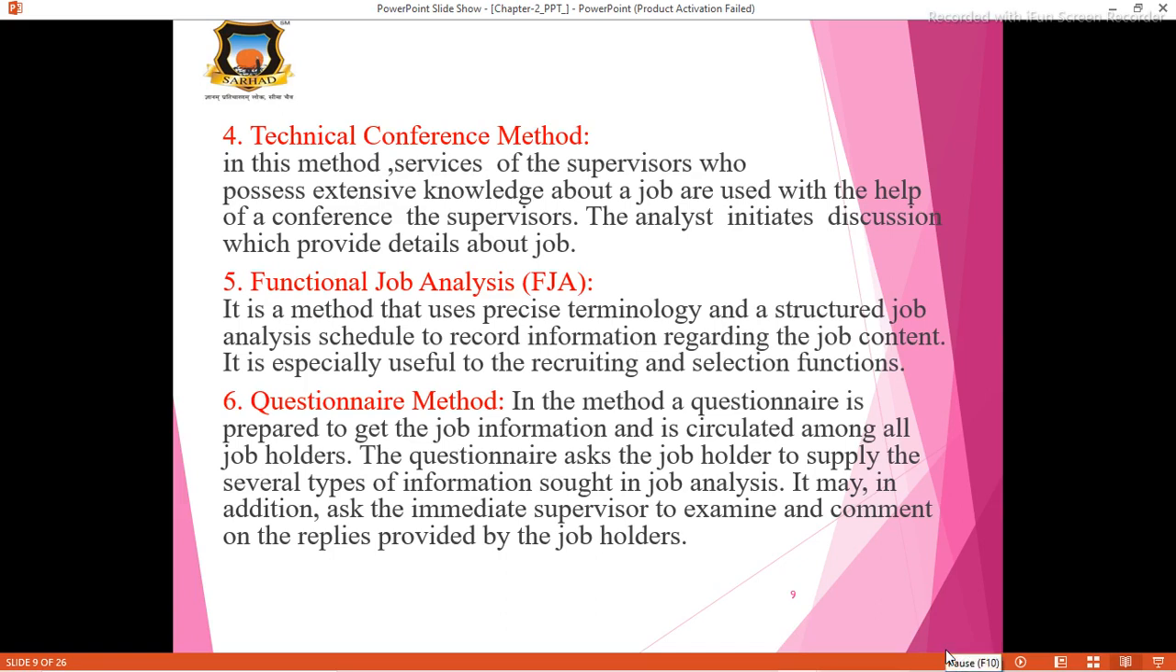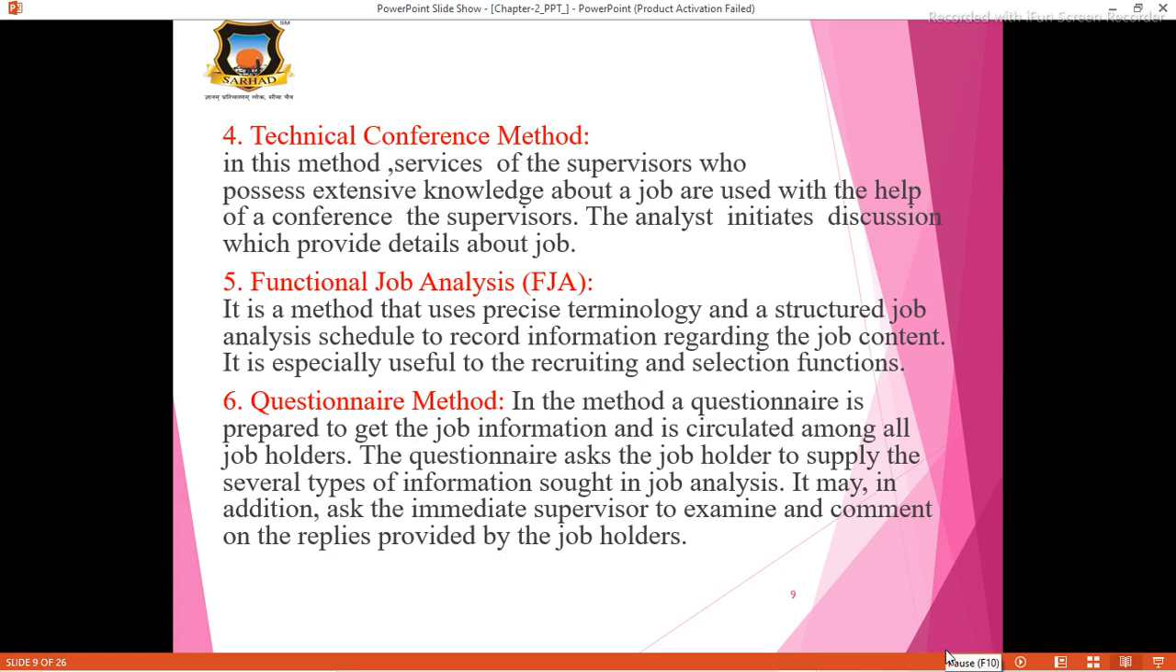The next is the functional job analysis, that is FJA. It is a method that uses precise terminology and a structured job analysis schedule to record information regarding job content. It is especially useful to the recruiting and selection function.